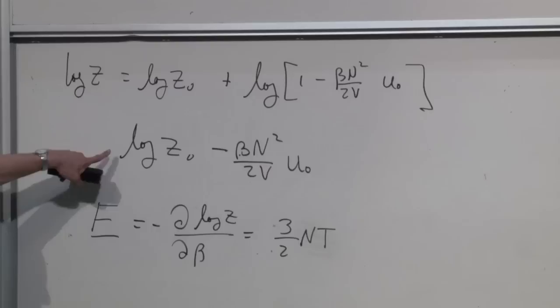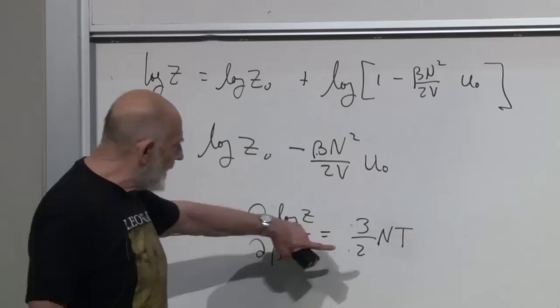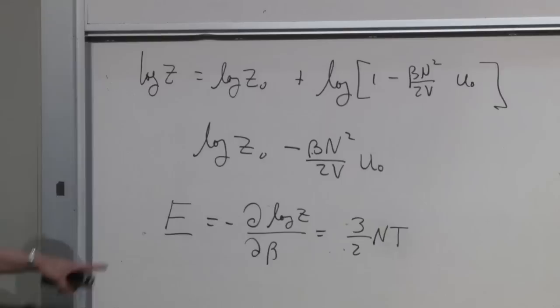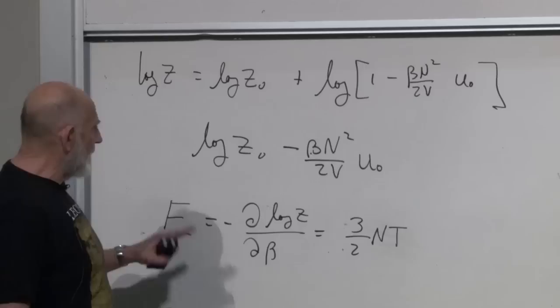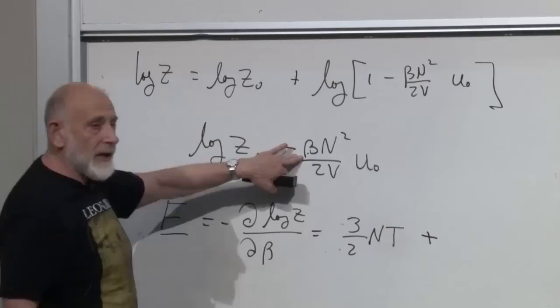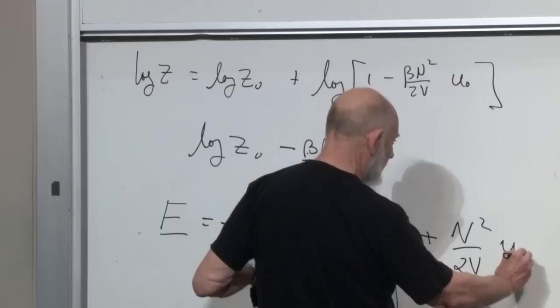That's the first term from here. That's just the good old Maxwell, Boltzmann, whoever it was, who realized that in thermal equilibrium at temperature T, each particle has energy 3/2 T. So that's the first term. The second term, we want to differentiate with respect to beta. There's a minus sign. That'll kill this minus sign here, and we'll get a plus. Differentiating this with respect to beta just gives us N squared over 2V times u naught.